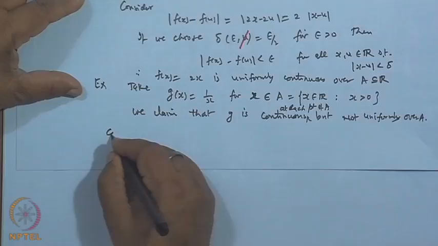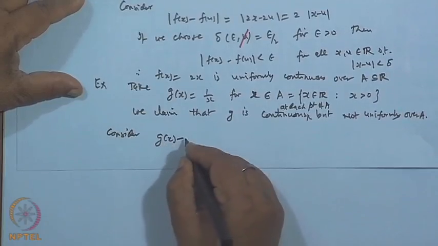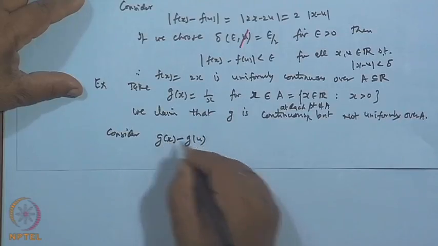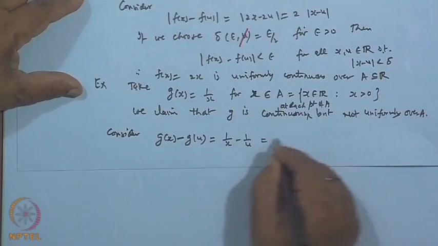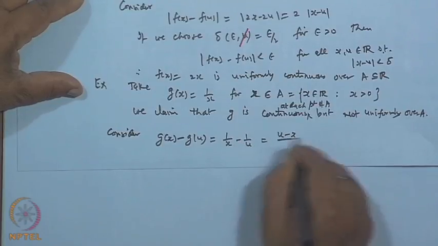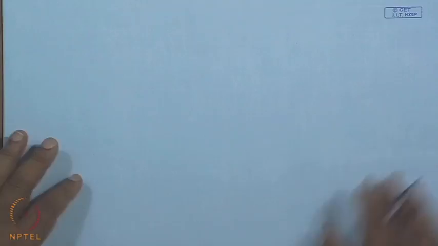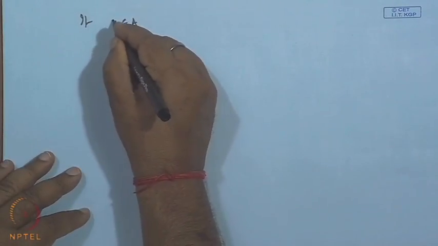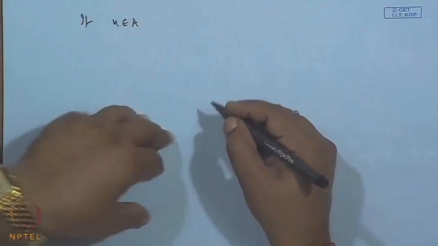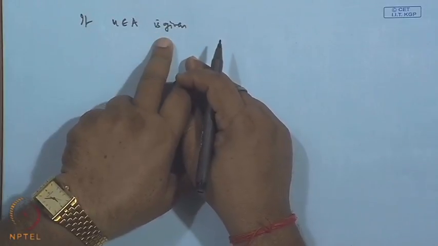Let us consider g(x) minus g(u). This is equal to what? 1/x minus 1/u, which is the same as (u minus x) over ux. Now, suppose u belongs to A is given, where we wanted to test the continuity.